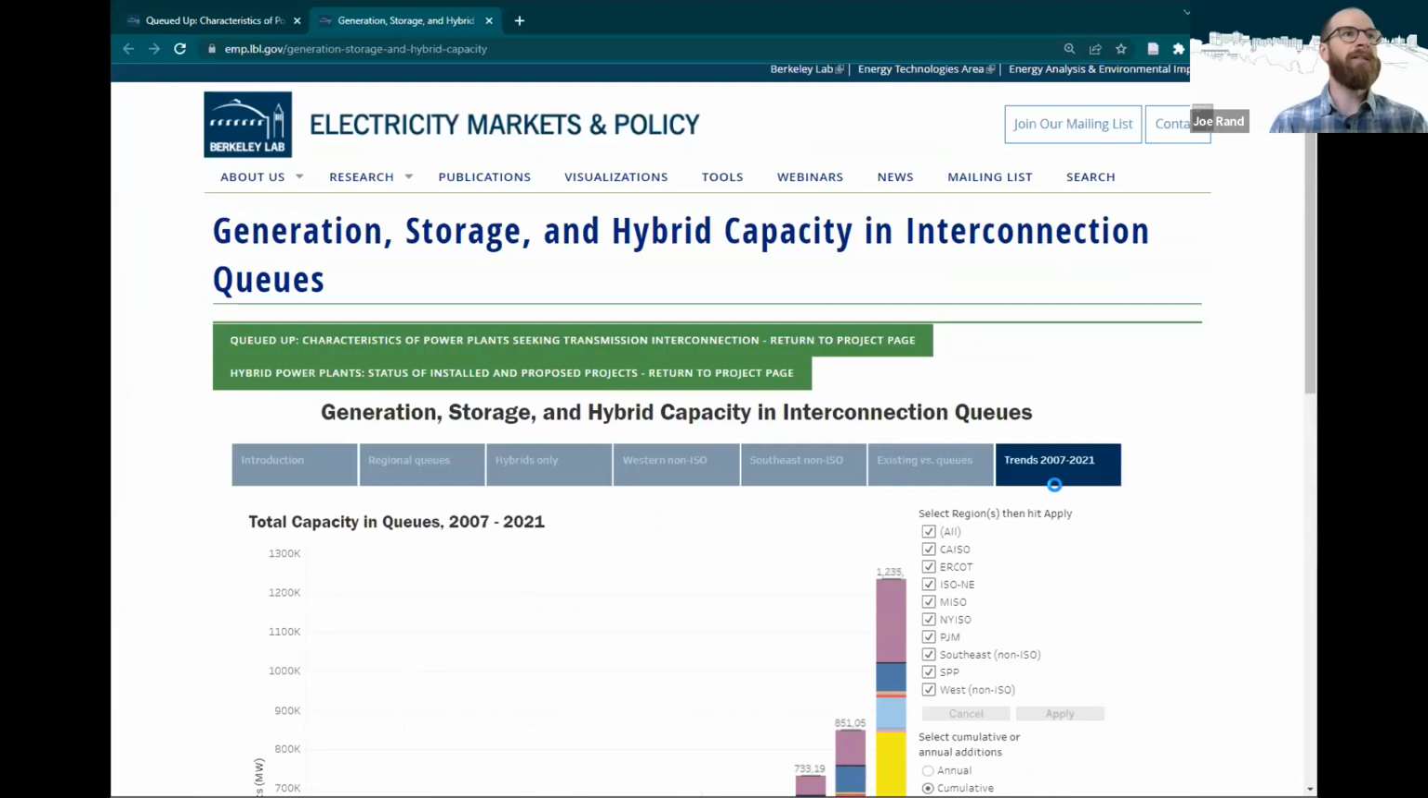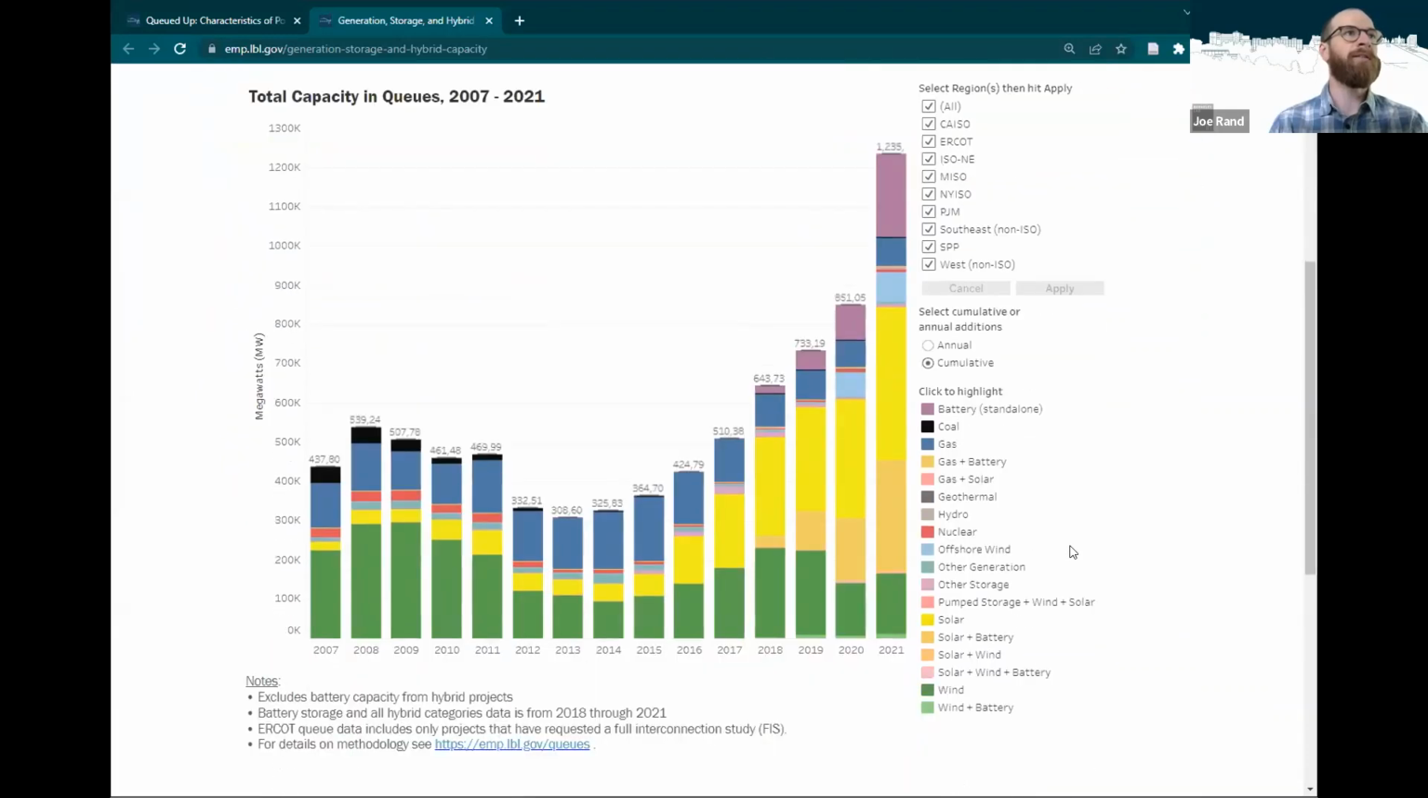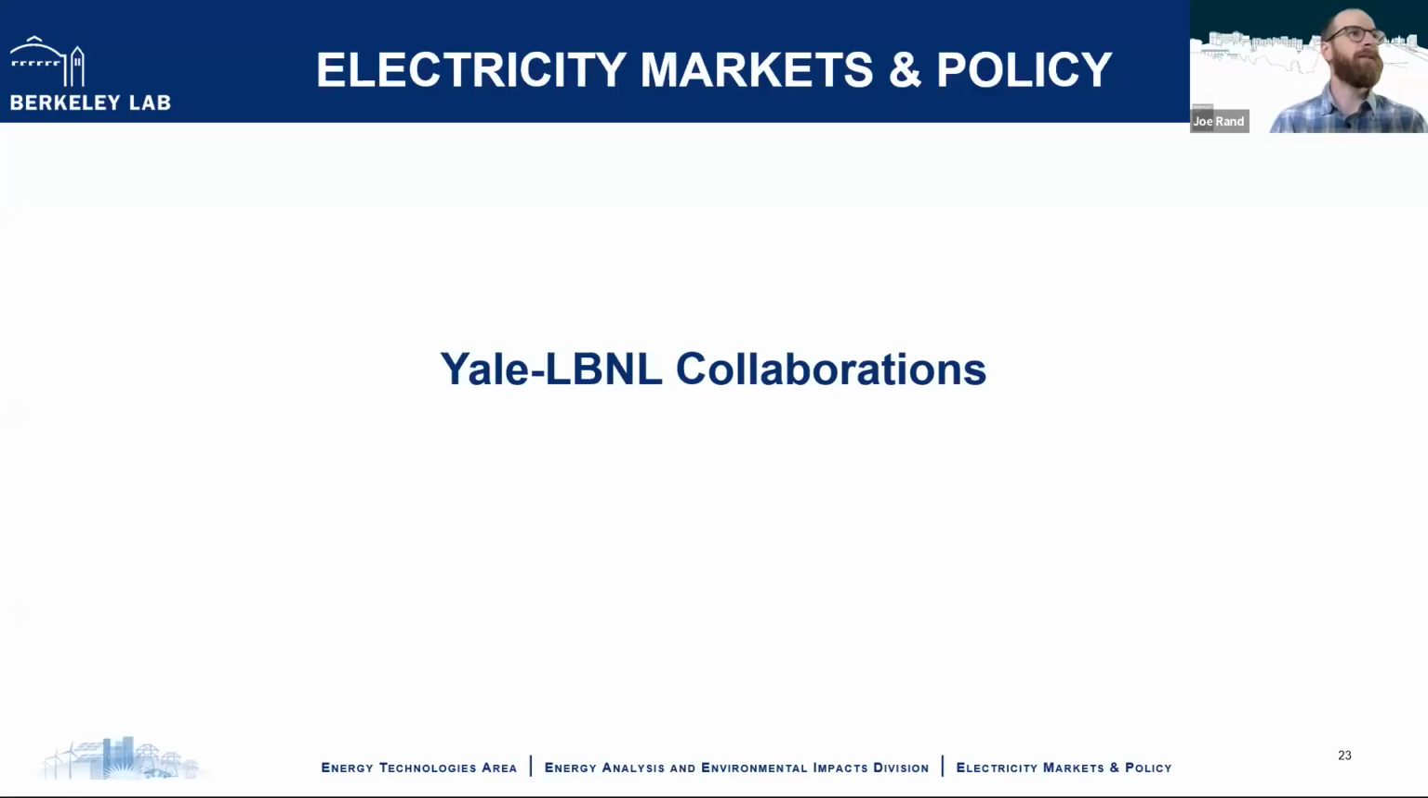Last one really quick, just looking at trends in terms of capacity in the queues from 2007 through 2021, you really see just this rapid influx of new capacity in the queues, again, dominated by renewable resources like solar, wind, and storage. So let me pause there and I will pass it along, I think, to Ken to take the next slides here.